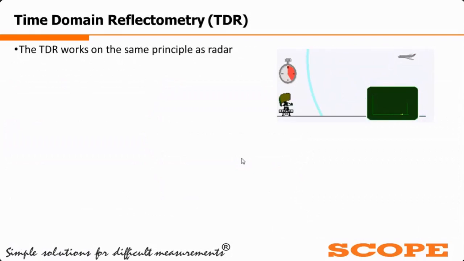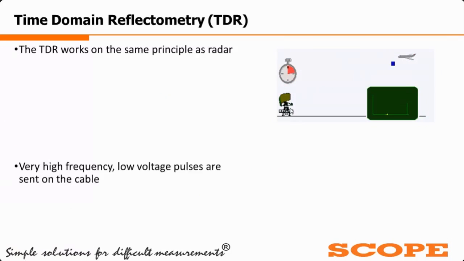First is the time domain reflectometry method, in which the TDR method works on the same principle as radar. In this animation you can see that the radar principle operates by calculating the time difference between the transmitted signal and the received signal. The velocity of the signal is set, so that distance is equal to the velocity of the transmitted signal multiplied by the time difference, and the distance to the object is calculated.